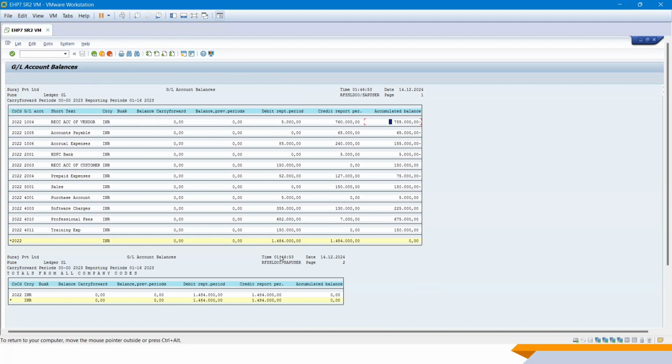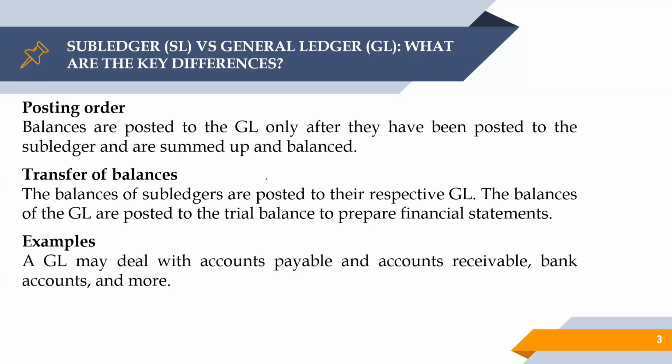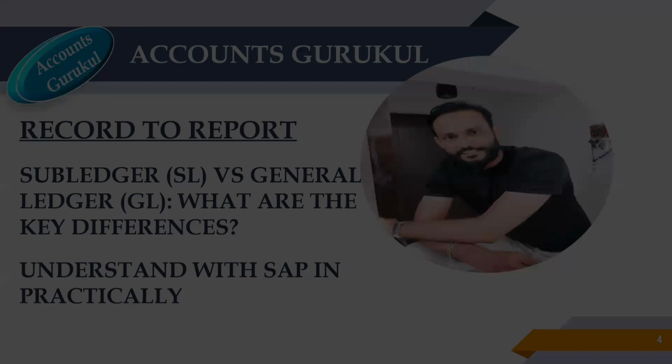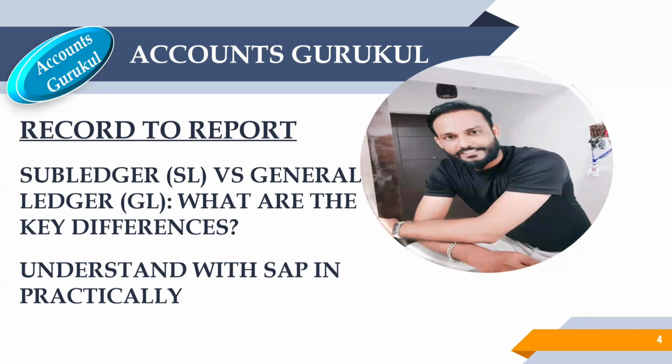And in addition to that, how you are going to do the reconciliations of your SL-GL as well. So that's the key difference between subledger versus general ledger, and we discussed the differences as well, and we understood from SAP practically what's the difference between SL and GL, how you're going to refer to that, how you need to get more clarity on that, and how you're going to do the SL-GL reconciliations as well.